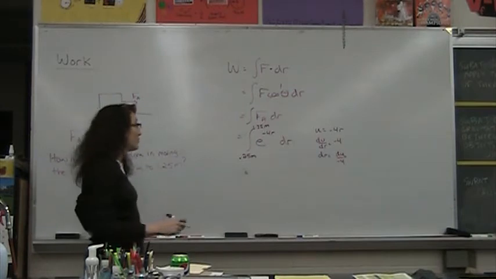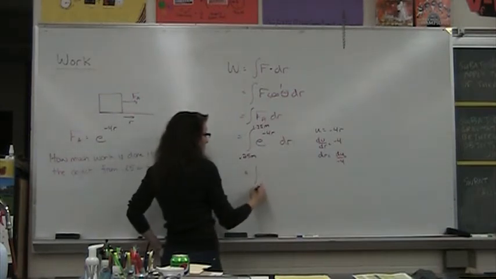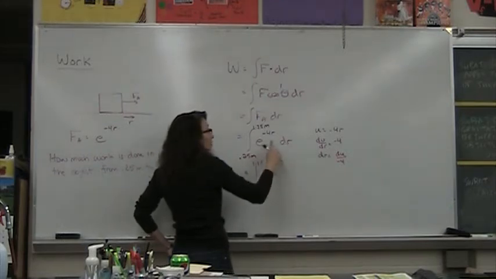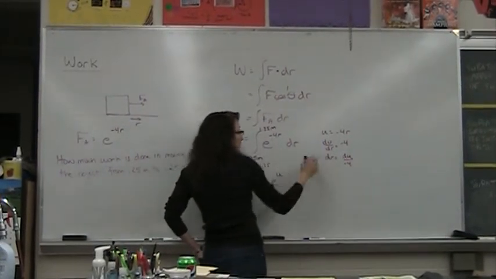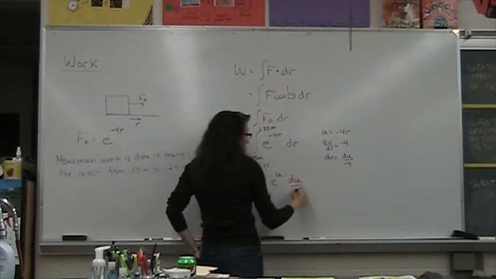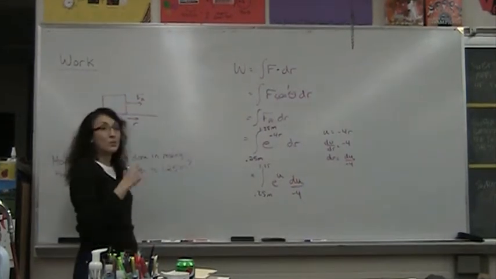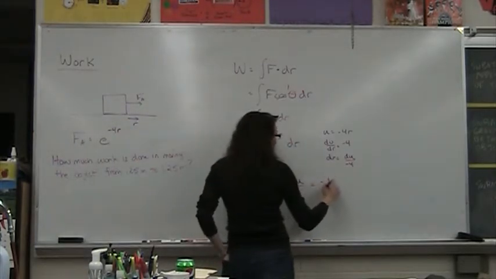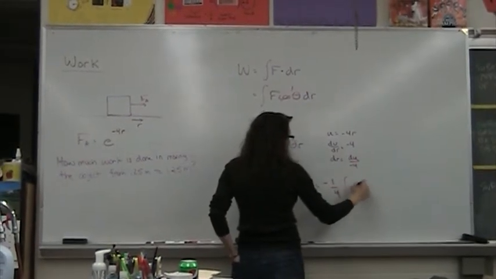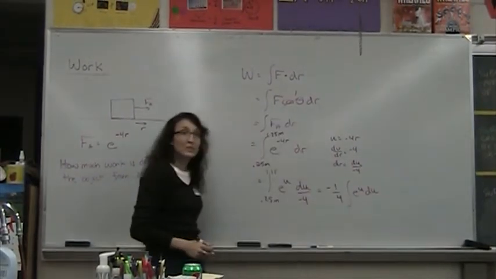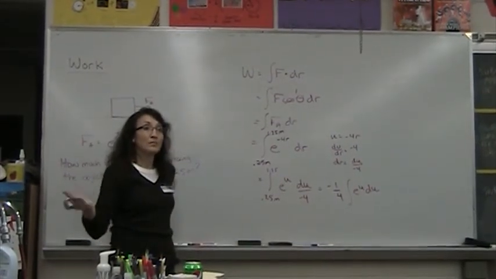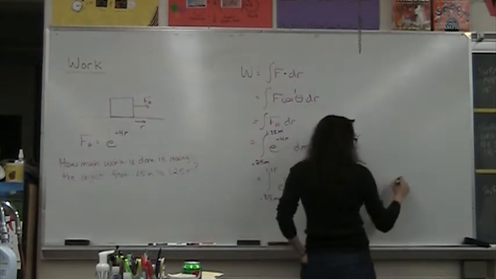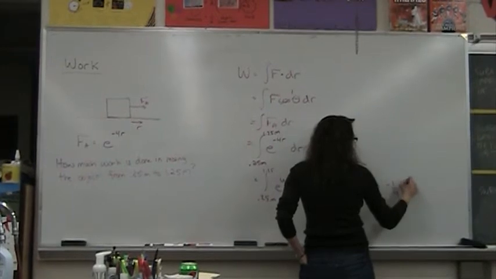So we can do the substitutions. So we'll get 0.25 meters to 1.25 meters, e to the u, because we've made that u. dr is just du over minus 4. What can we do with that minus 4? We can bring it out of this integral. Can we now integrate? Yeah. What's the integral of e to the u? We love that one because it's just e to the u. So it's going to be minus 1/4 e to the u.